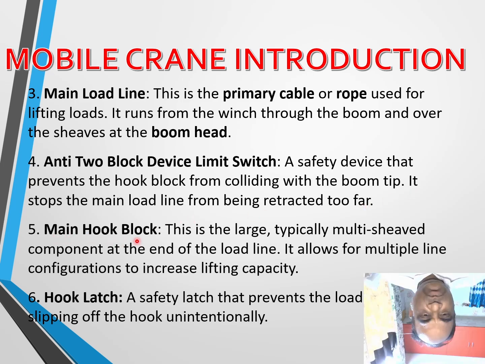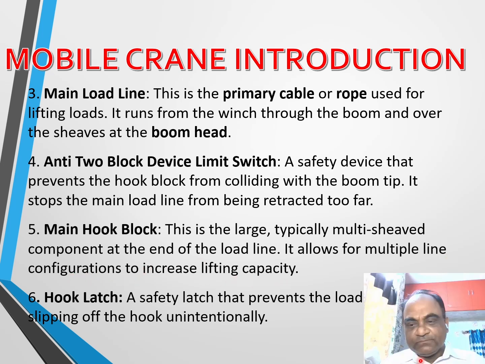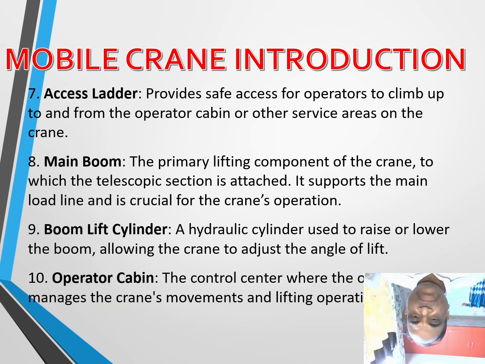Main hook block is the large, typically multi-sheaved component at the end of the load line, and it allows multiple line configurations to increase the lifting capacity. Hook latch is the safety latch that prevents the load from slipping off the hook unintentionally. So this hook latch protects the sling from coming out inadvertently.